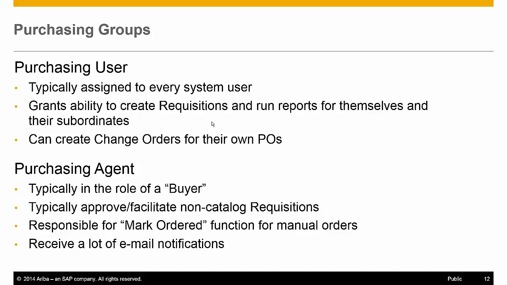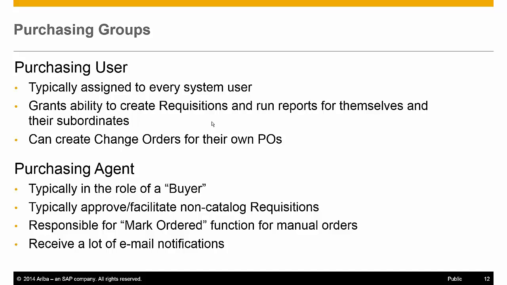The next level up is purchasing agent. And as I mentioned previously, this is typically someone who deals with non-standard or ad hoc items on a requisition. Therefore, you probably want to grant this to people in your purchasing organization, typically someone in the role of a buyer who can facilitate those types of transactions and make sure the vendor and the pricing is appropriate.